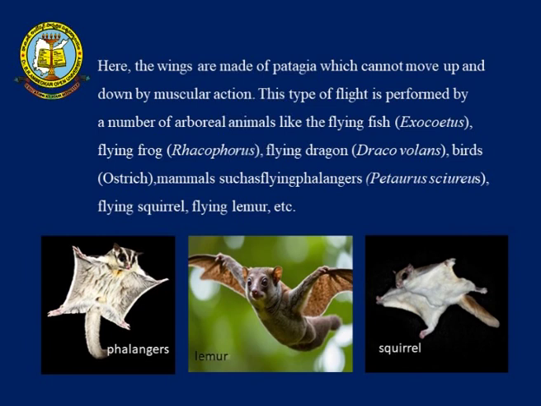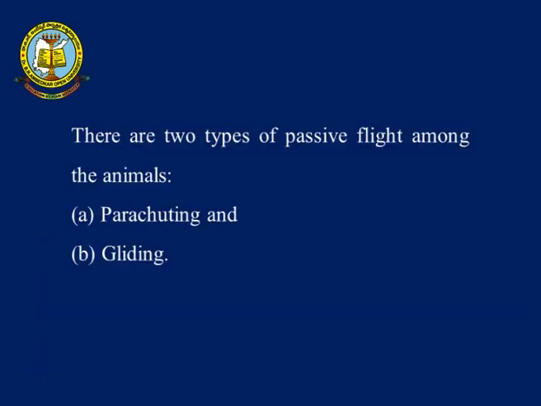So, these are the flying phalangers over here, the flying lemur and a squirrel, which are able to fly with the help of the patagia. This is a patagia. This patagia is not made up of muscles, but is just extended skin. That is the reason why they are passive flyers. There are two types of passive flight, parachuting and gliding.